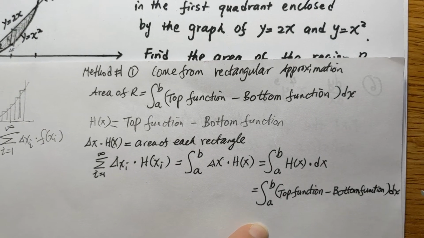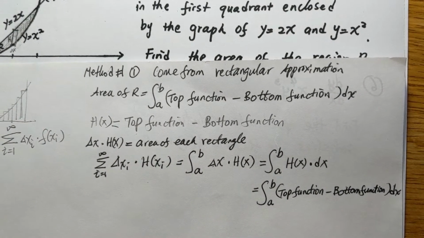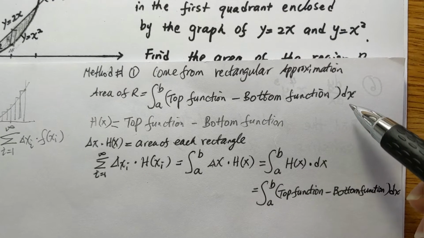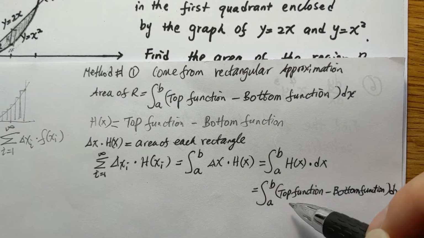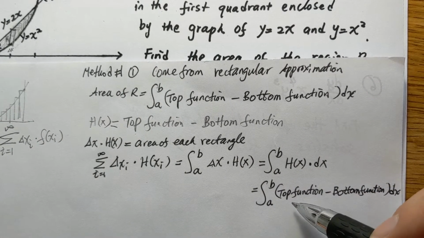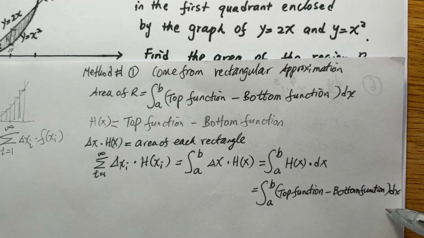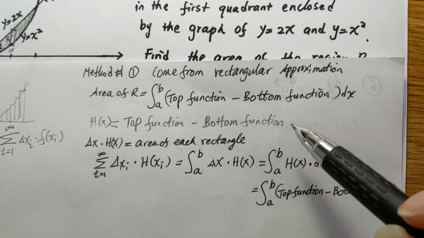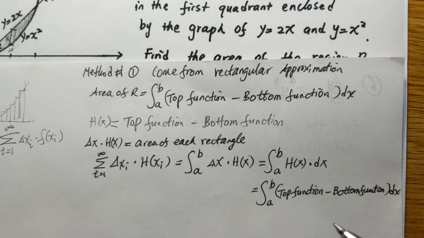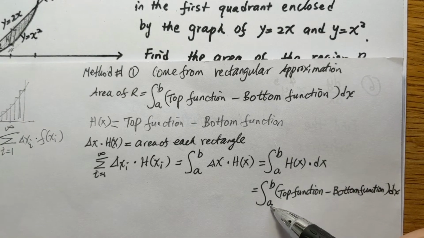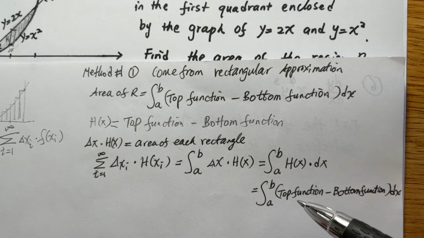And then dx. So we just derived the formula. That is a formula that we talked about in the beginning. That's how we get the integral from a to b of the top function minus the bottom function dx. And a to b is going to be the smallest x value and the biggest x value.